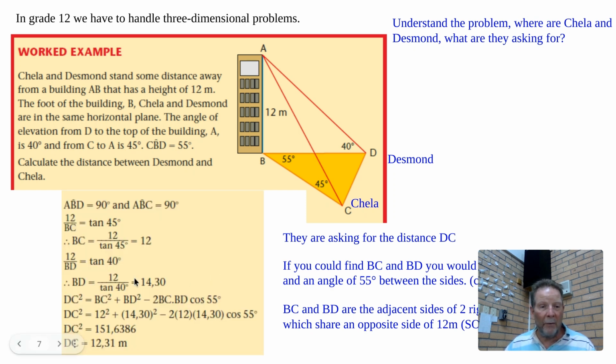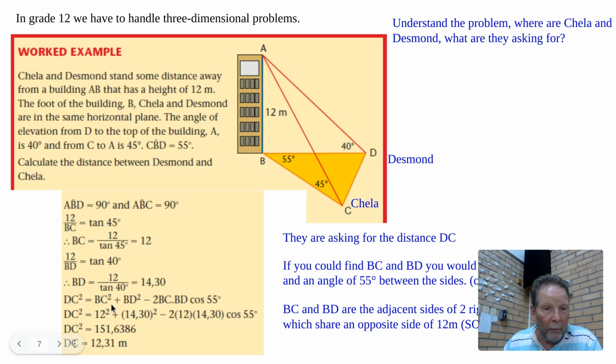And when we look at the answer right here, we can go that 12 over BC equals the tangent of 45 degrees. And then they just trade places, and BC equals 12 divided by the tan of 45. That's 12. And then 12 over the other side, BD, 12 over BD is the tangent of 40 degrees. The tangent, opposite over adjacent, the tangent of 40 degrees. They trade places. You put it in your calculator and you get BD is 14.3.